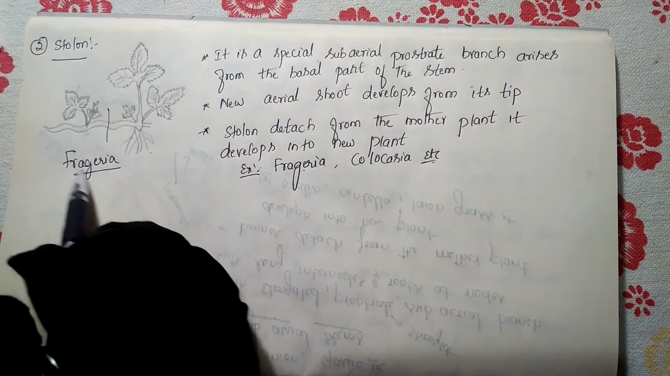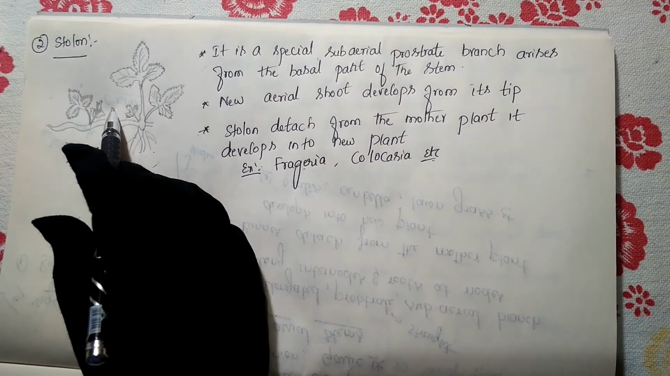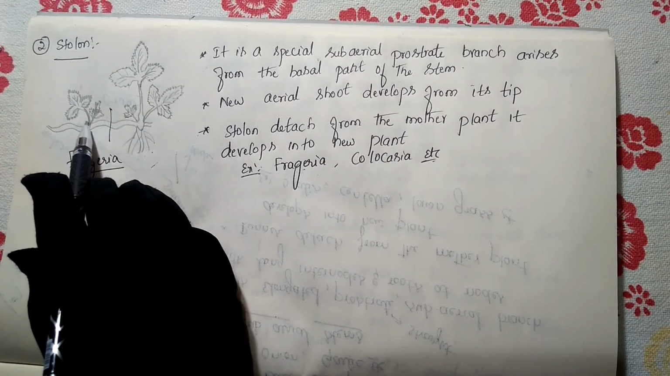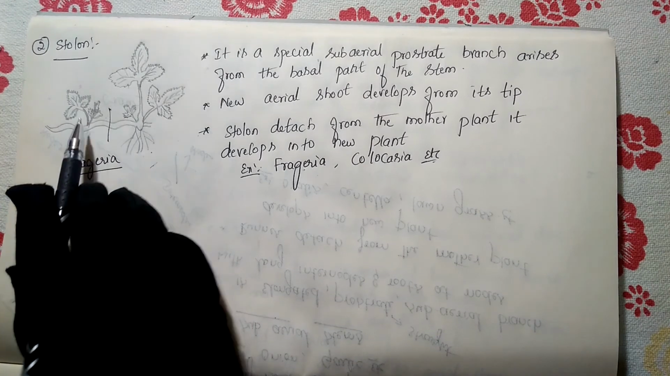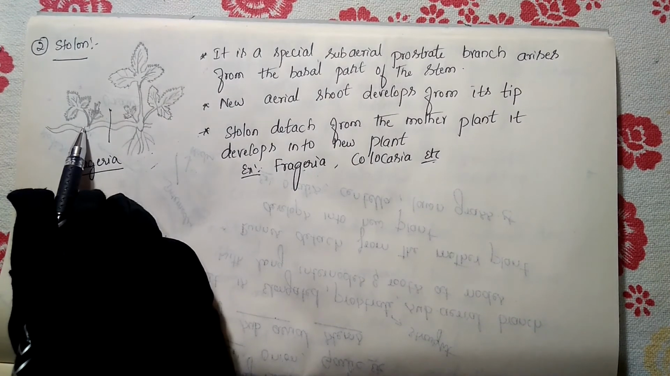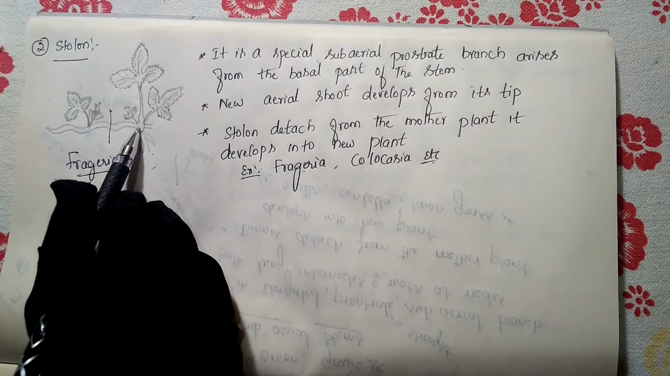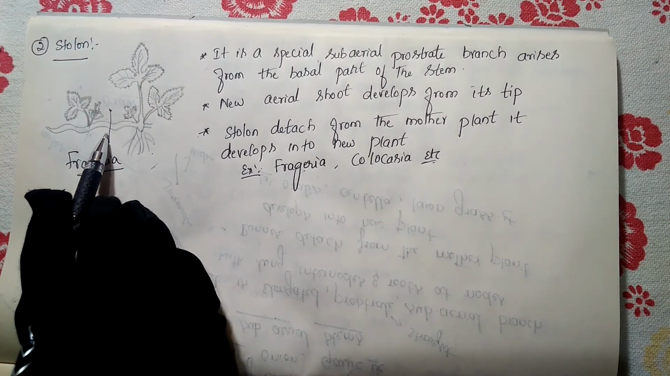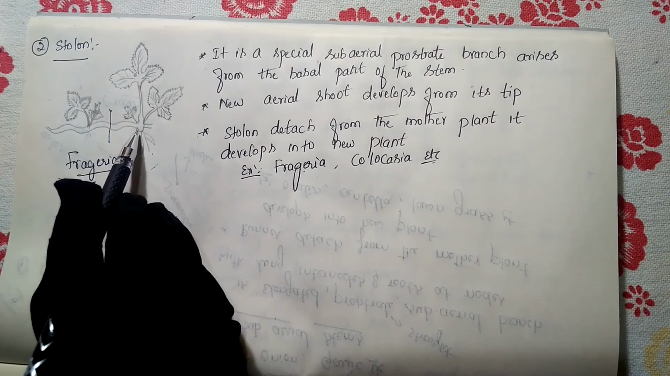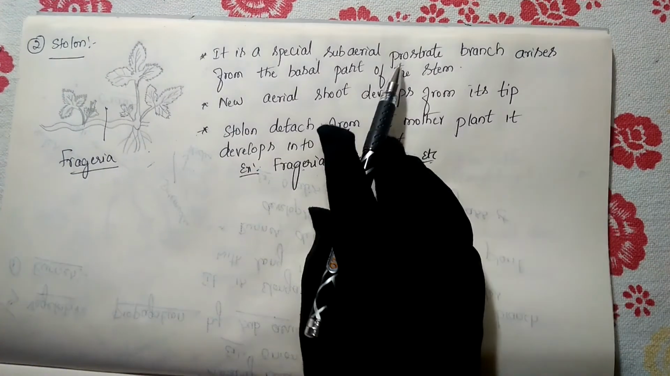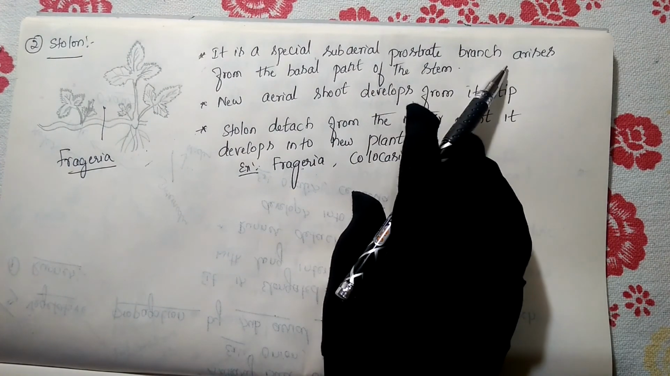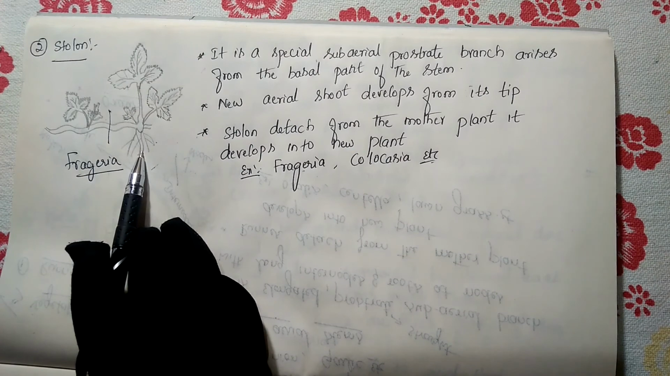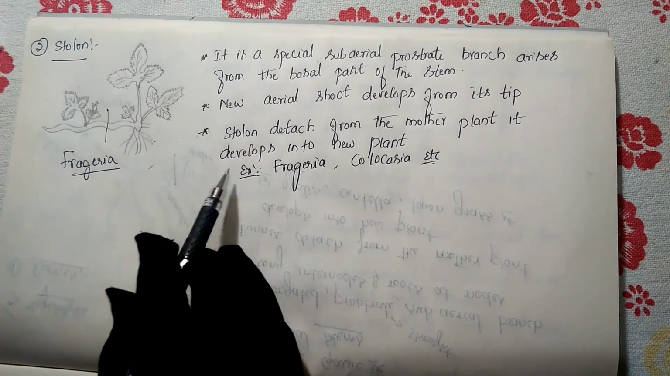Now this complete one we call the mother. If it detaches like this, it develops into a new individual. It also has nodes and internodes. This is a node, this is a node, and the gap present here we call an internode. From this nodal region the prostate branches arise, and below that the adventitious roots start to develop. So this is about stolon.